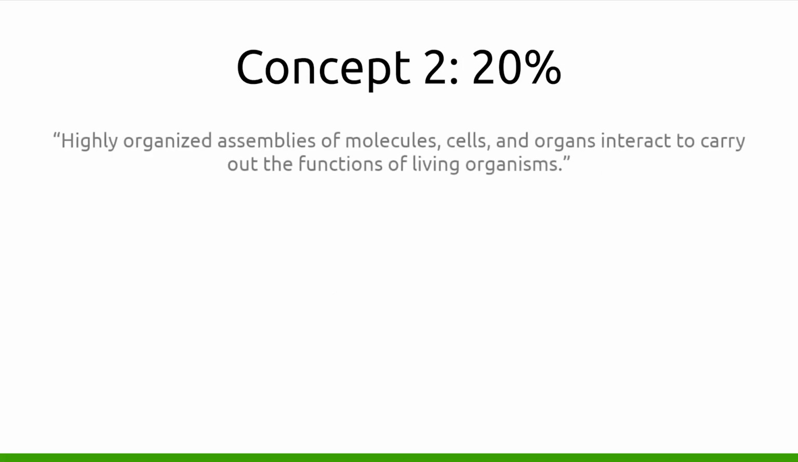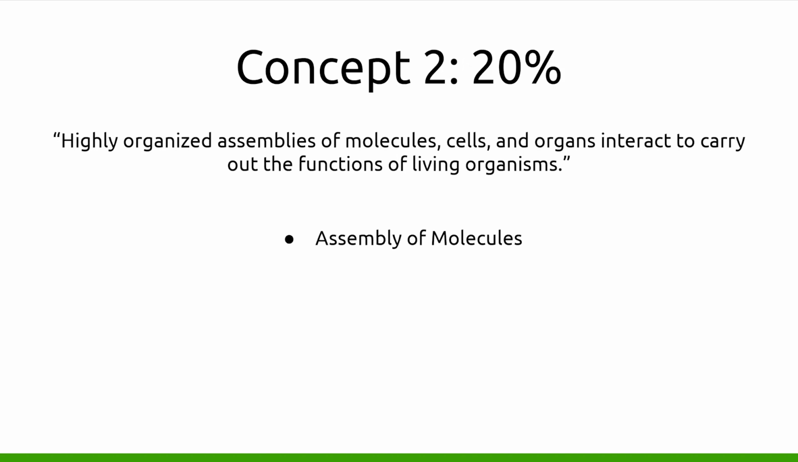And then you're going to have foundational concept number 2. This one is about 20% within 5%, so 15 to 25% of the Biochem section of the MCAT. And it is defined as highly organized assemblies of molecules, cells, organs interact to carry out the function of living organisms. Now, that's, again, a long sentence. Even within me reading it, I was trying to restate it to make it make sense to me. And so this is where it really helps to just break it into smaller words and then define those smaller words for myself to then have an understanding of the concept overall.